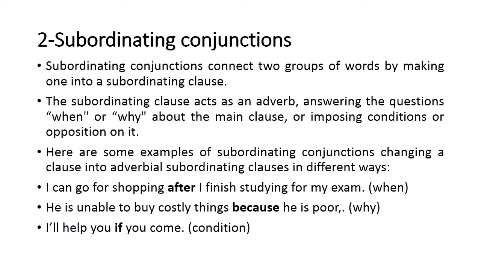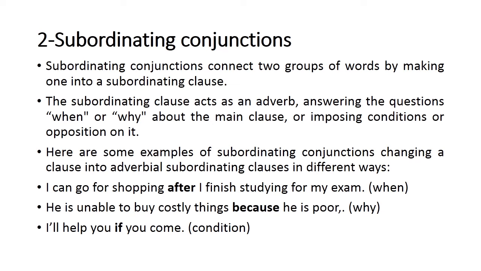The other type of conjunctions is called subordinating conjunctions. Subordinating conjunctions connect two groups of words by making one into a subordinating clause. The subordinating clause acts as an adverb, answering the questions when and why about the main clause, or imposing conditions or opposition on it. Here are some examples of subordinating conjunctions changing a clause into adverbial subordinating clauses in different ways. Look at these examples.